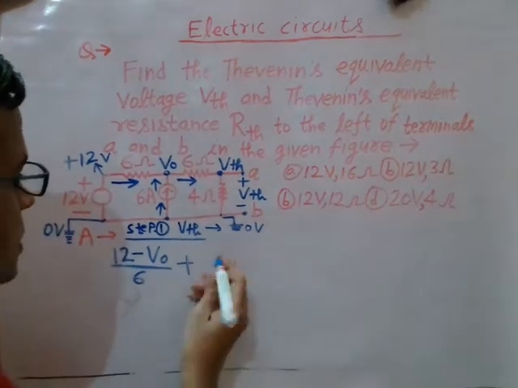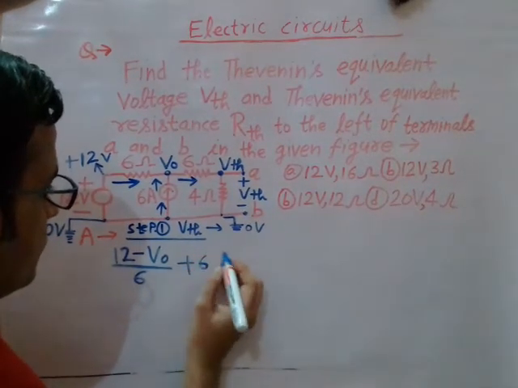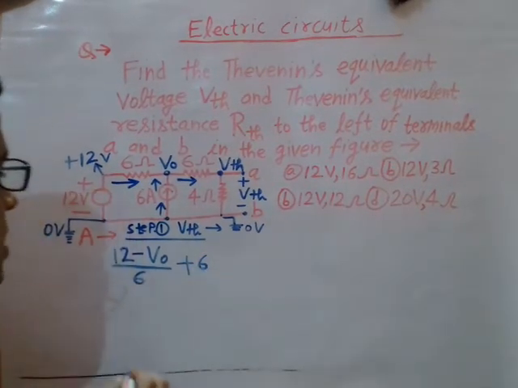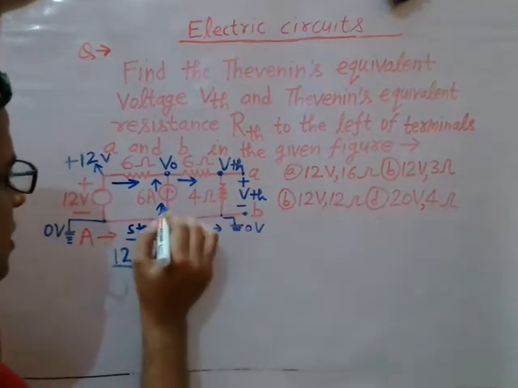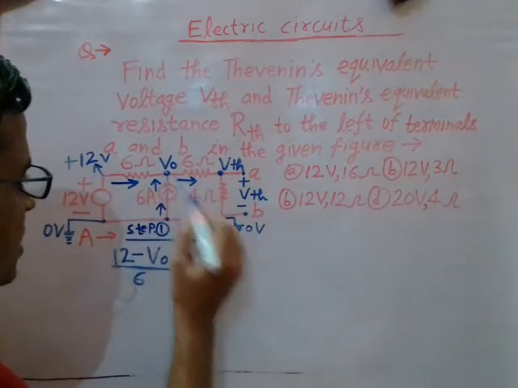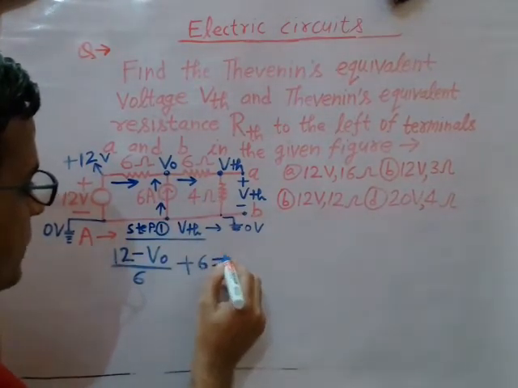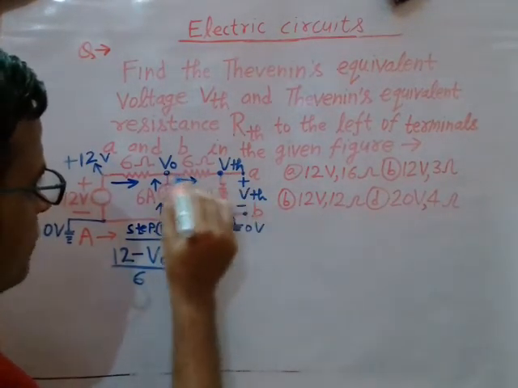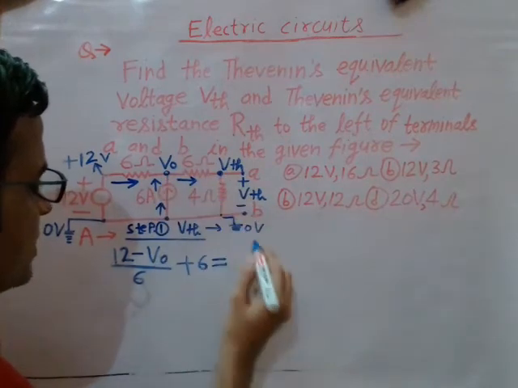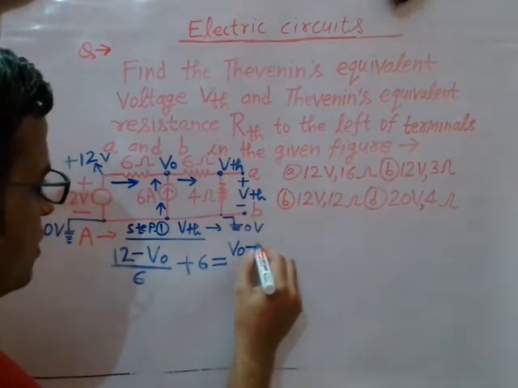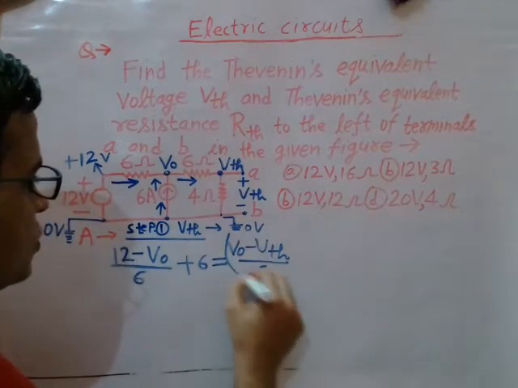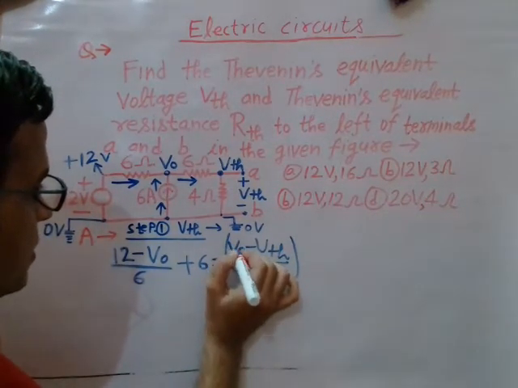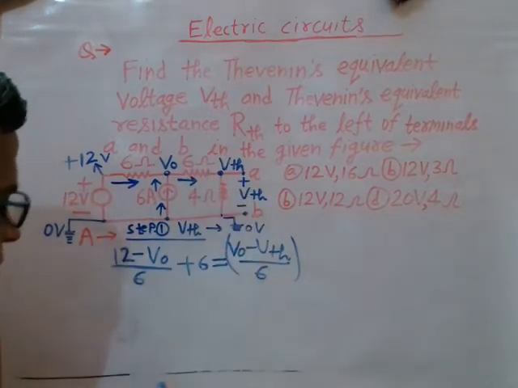So this is 6 ampere, not ohm, 6 ampere. So this 6 ampere plus this current is equal to this current, and what is the value of this current? V naught minus VTH by 6, right? So V naught minus VTH divided by 6. So this is the current which is flowing in this 6 ohm resistance, right?